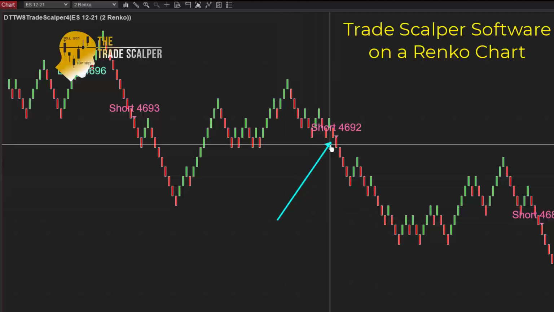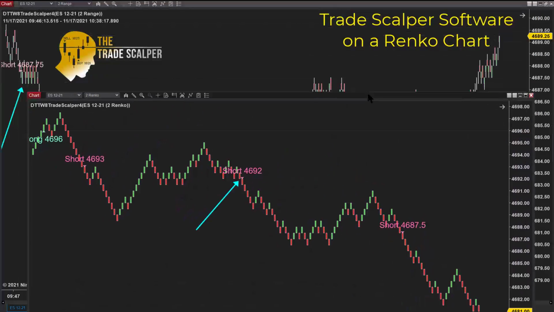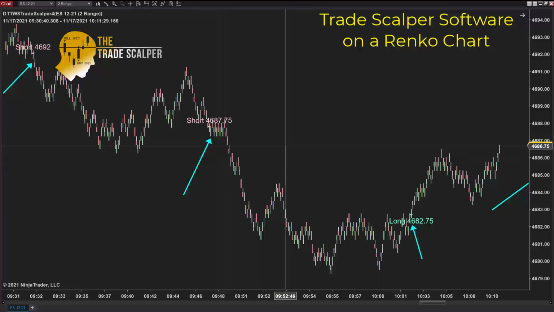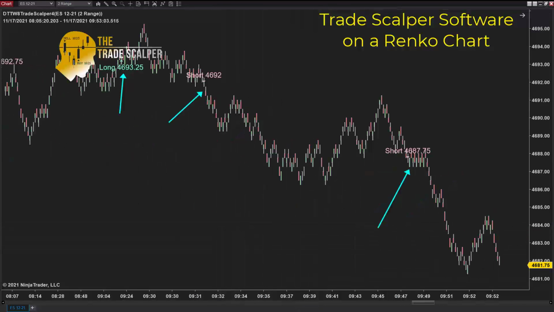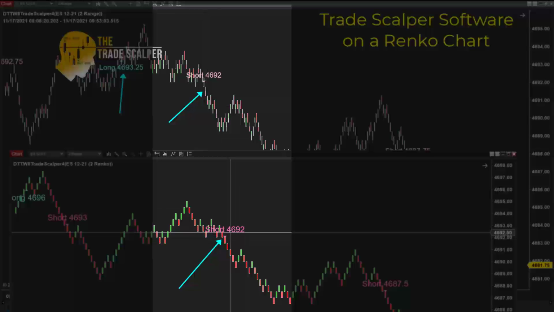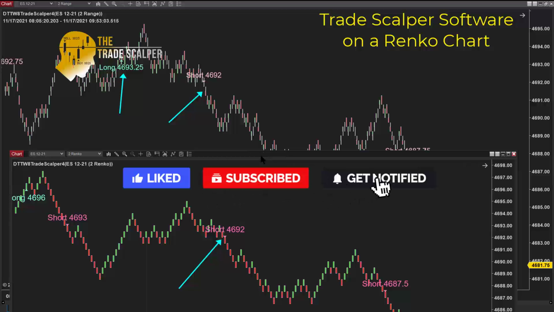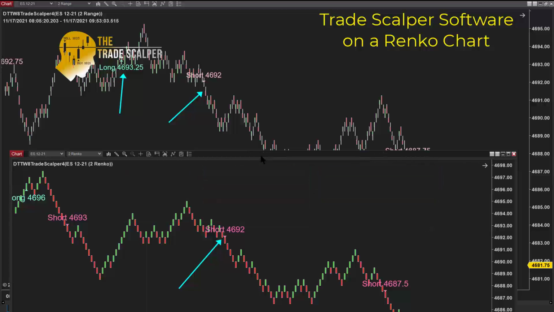Once again, you see the same signal, 46.92, right as the market opens to enter short. And if I compare that, let me just do a quick comparison here. I haven't really even looked at this to see if the signals align up. Here is 46.90, yeah, same signal, 46.92 on the 2-range chart and 46.92 on the Renko chart. So the signals do align up. Sometimes they don't, because the calculation is a little bit different depending on the chart. So if you use a tick chart, a range chart, a minute chart, you won't always see the same exact signals, because the calculation for the Trade Scalper software is different.